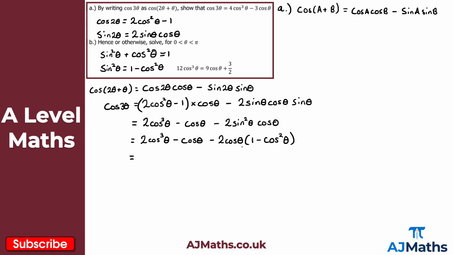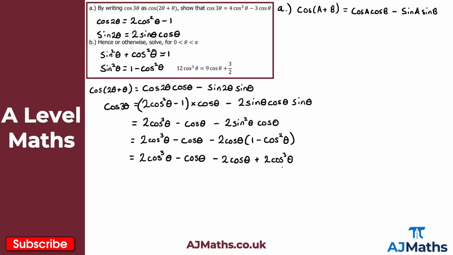Okay, so we're nearly done here. If we expand this bracket, this part just remains as it is: 2 cos cubed theta minus cos theta. Then we've got this bracket: minus 2 cos theta times 1 would simply be minus 2 cos theta. And then we've got minus 2 cos theta times minus cos squared theta. A minus times a minus becomes a positive term, so it will be plus 2 cos cubed theta.